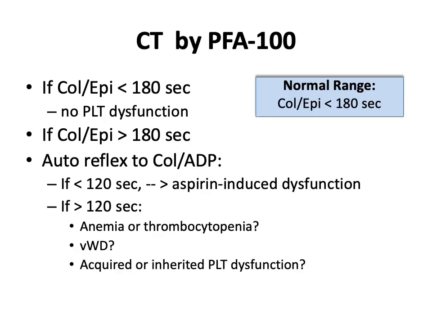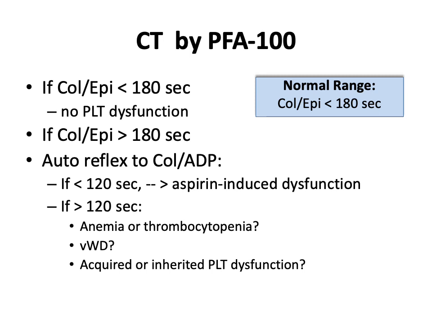The PFA test is first performed with the collagen-epinephrine cartridge. If the results are normal, which would be less than 180 seconds, platelet function defects can be excluded. If the results are prolonged, though, which would be greater than 180 seconds, the collagen-ADP cartridge test is then performed. If those results are normal, which would be less than 120 seconds, aspirin-induced platelet dysfunction is the most likely cause.